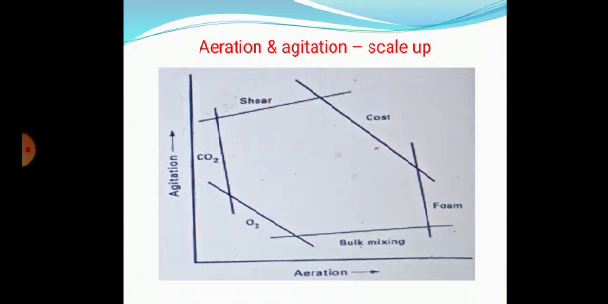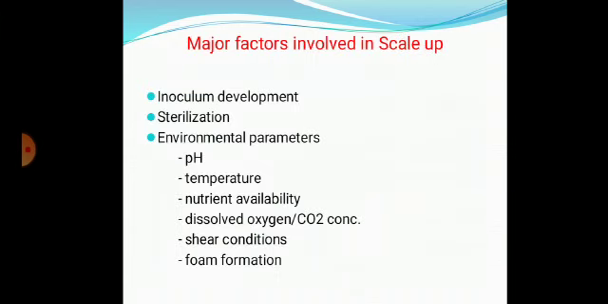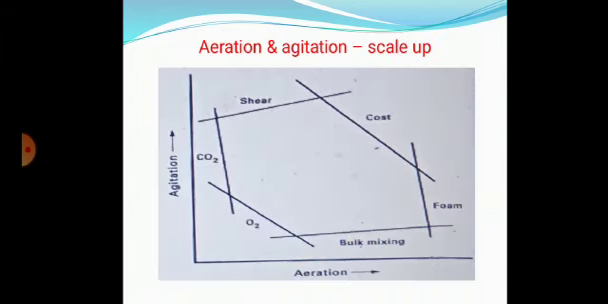So this graph what you are seeing on the slide, we call it the scale up window. Scale up window means by using agitation and aeration, we manage the scale up of fermentation process properly. See, earlier I told you all the environmental parameters will be discussed in detail during the seminar. These parameters are controlled by using agitation and aeration.